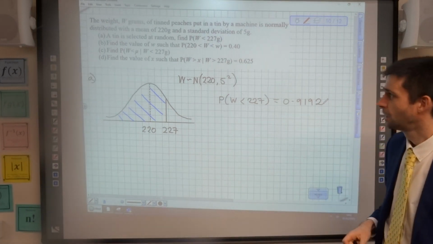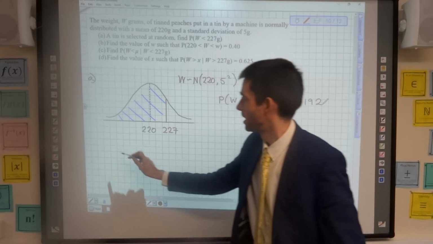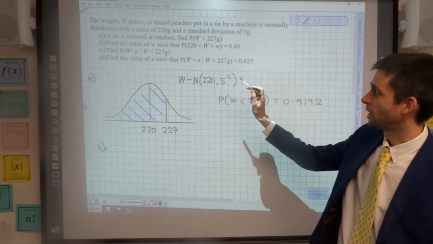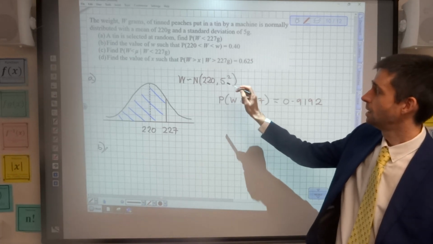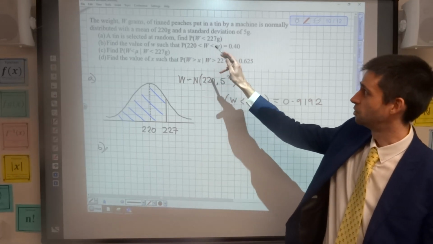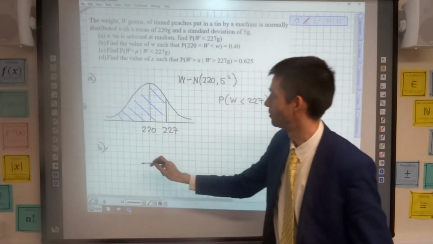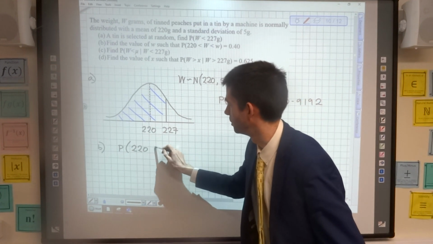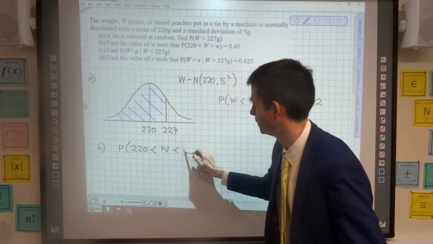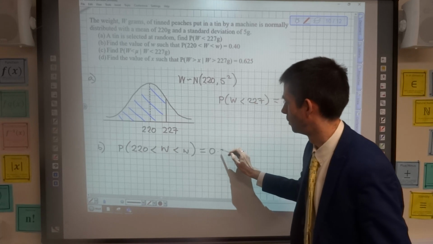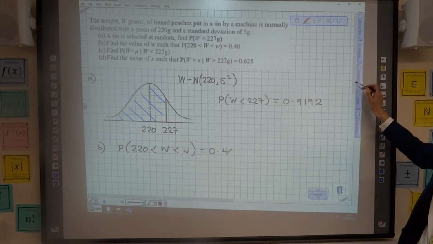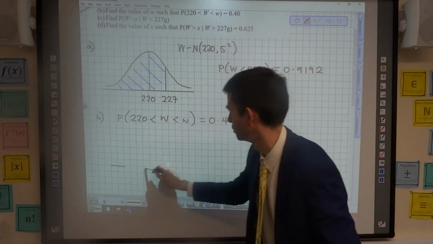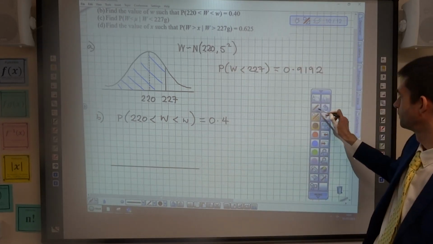Right, looking at part B then, we're being asked to find the value of W such that the probability that W is between 220 and W is 0.4. So I'll just pop that there. So between 220 and a value of W is 0.4. Right, I'm just going to draw a new normal distribution, or a copy of the same normal distribution, but I'm going to draw another diagram so I don't get confused with what I'm doing.